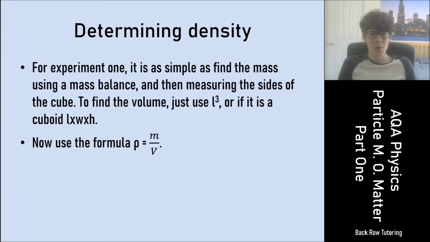So, just going over that again. If you have a regular object with length, width and height, and it's easy to measure, you can find the volume by using one of the formulas that we've gone over, and then you can use the density formula, which we've looked at before, to find the density, because you know the volume, you've just worked it out, and you know the mass because you can place it on a mass balance and find it. So the density is just the mass divided by the volume.